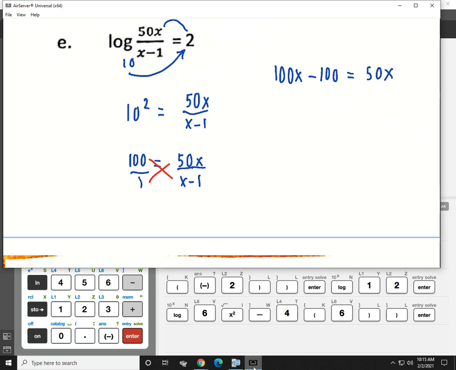Okay? It's just you guys are more familiar with proportions, and therefore solving a problem like that makes it a little easier to remember the whole rule of cross multiplication.